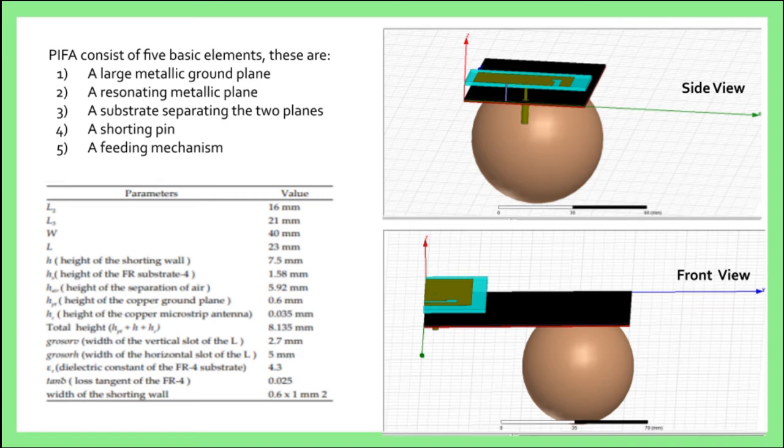We have used a single band PIFA antenna. PIFA consists of 5 basic elements. They are: number 1, a large metallic ground plane, black color in the image. Second, a resonating metallic plane, green color in the image. Third, a substrate separating the two planes, that is the dielectric. It is blue color in the image. Fourth, a shorting pin, a thin purple color strip which runs from the patch to the ground plane. And the fifth, a feeding mechanism, a copper SMA connector in the image. The exact dimensions used are displayed.